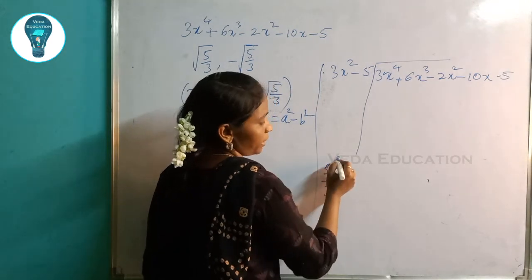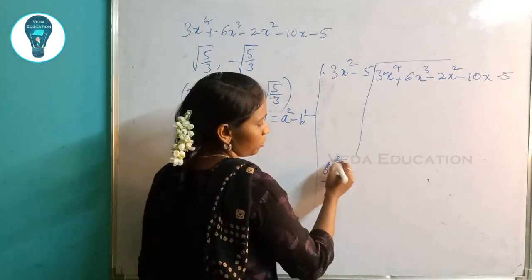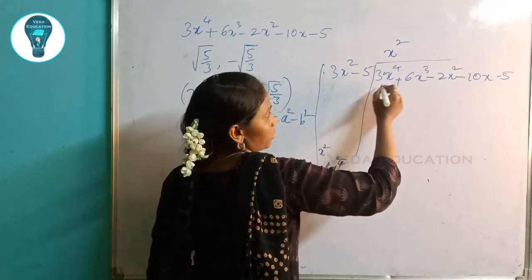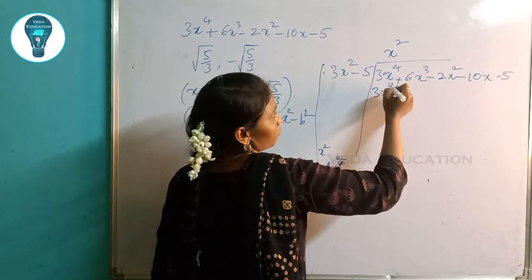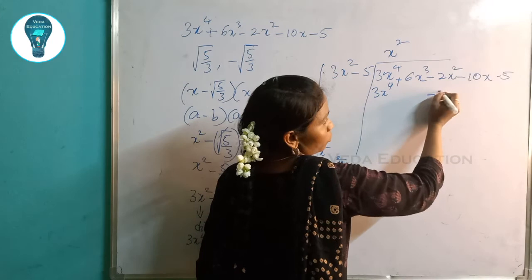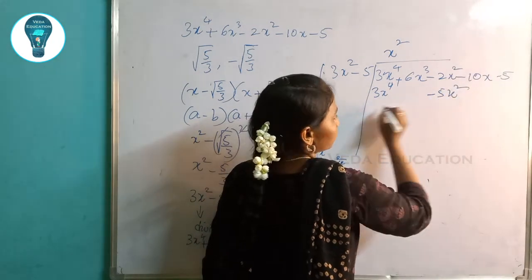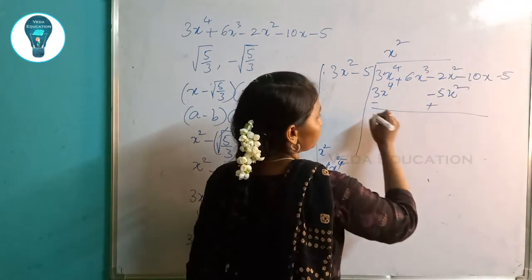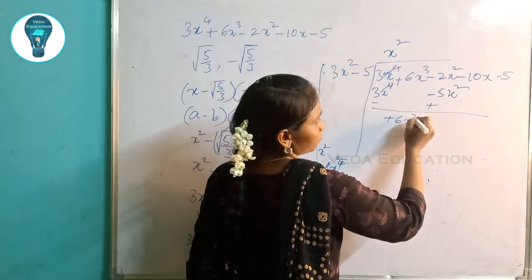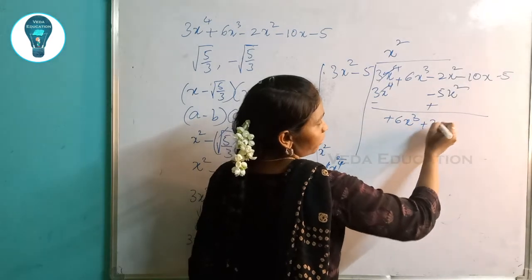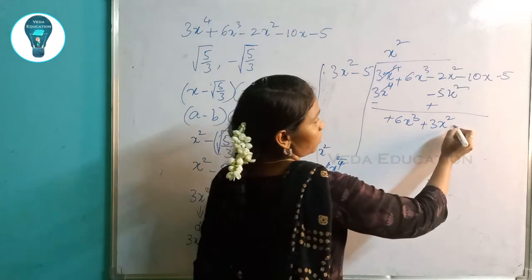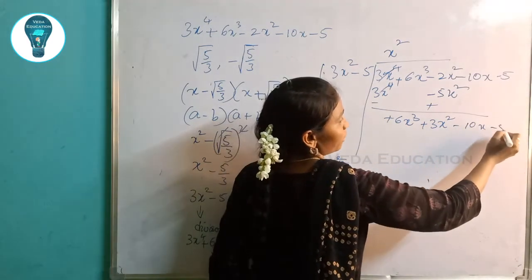x square, square cancelled, 3 cancelled, so x square is left. So write the quotient part as x square. x square times 3x square becomes 3x to the power of 4, and 5 into x square, 5x square. Where we have an x square term, write it here. Change the symbols. Cancelled. And here plus 6x cube, and here plus 3x square. Plus 5 minus 2 becomes plus 3x square. And the remaining terms are minus 10x minus 5.